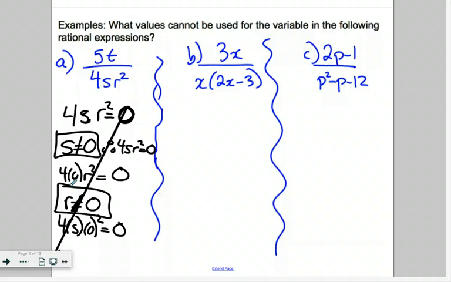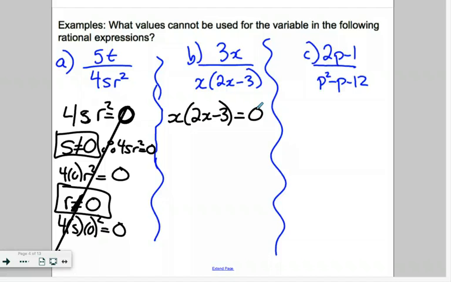So we have 3x divided by x times 2x minus 3. Again, this is a rational expression. It's being written as a fraction. And again, what we're looking at is, okay, when is the denominator equal to 0? So I just take my denominator, which is x times 2x minus 3, and we ask ourselves, okay, what values of x would cause that to equal 0?